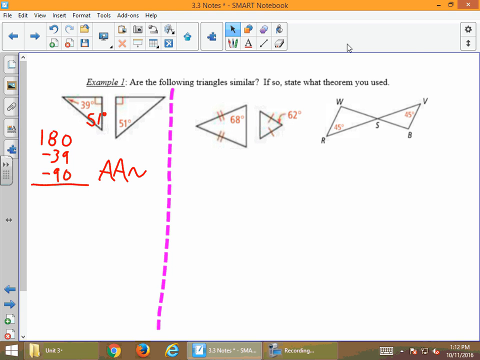Good question. This one right here, I like to ask myself, what pieces do I have? Well, am I given 3 sides marked anywhere on there? Only 2 sides, right? So guess what? It can't be side, side, side. So it's either going to be angle, angle, or side, angle, side. Those are the 3 choices we have.